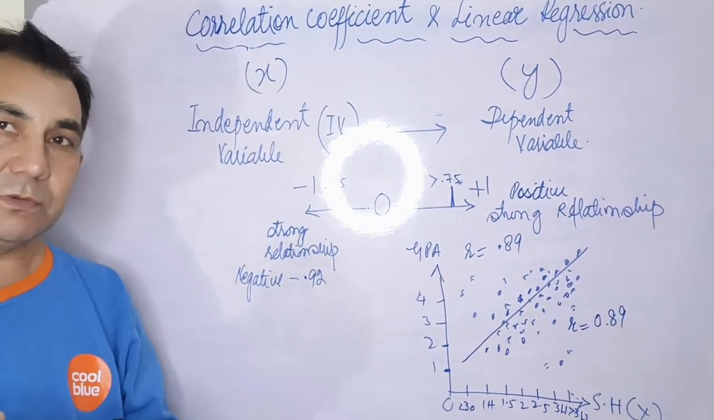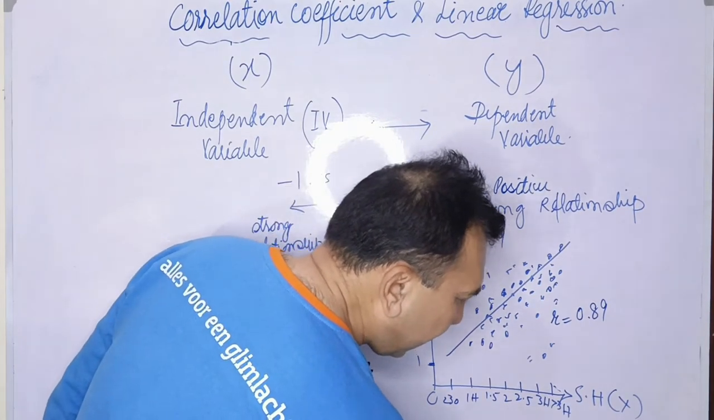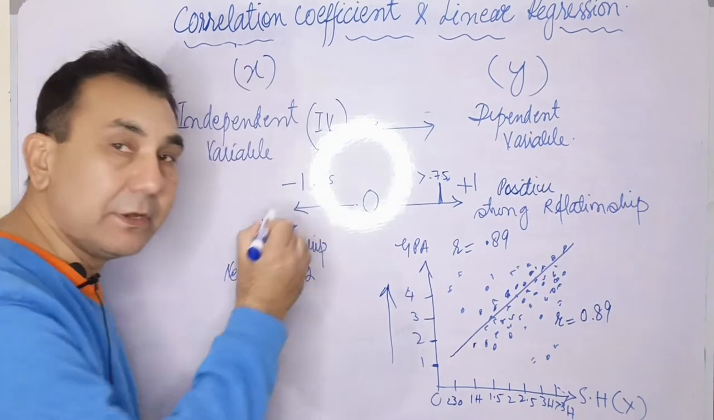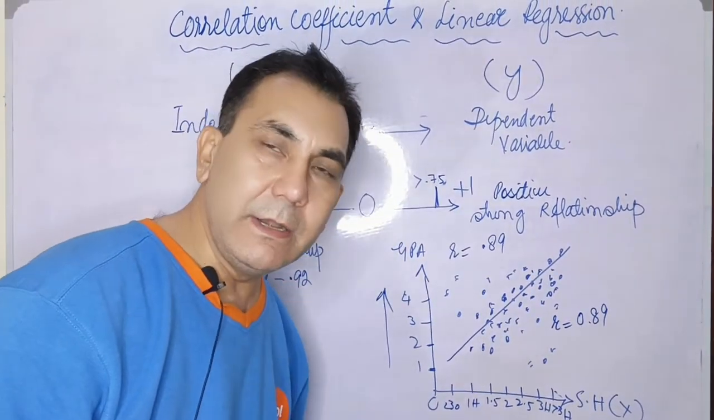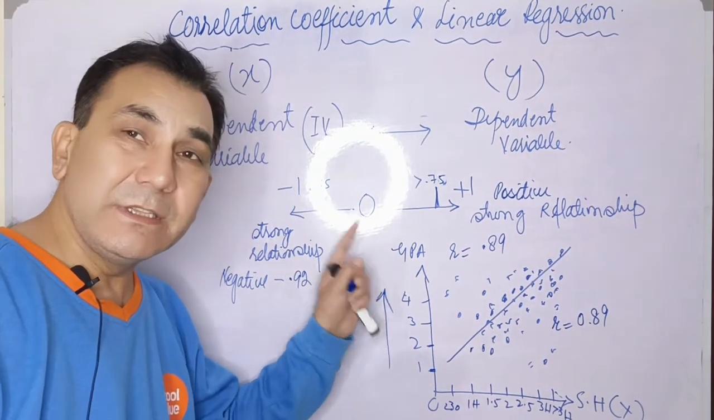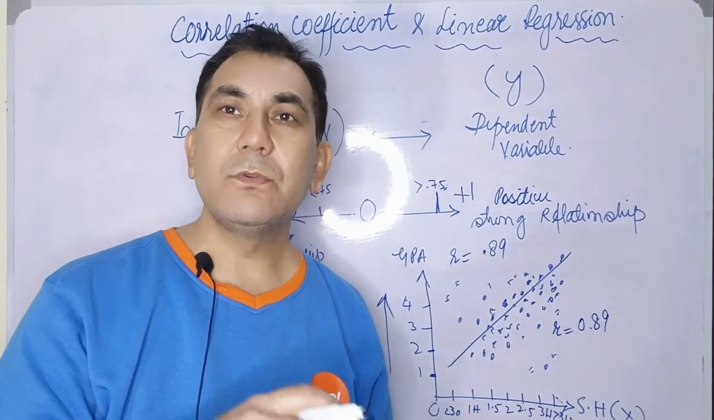And what does positive say? Positive says, as the study hours increase, definitely the GPA will increase. It means that as the X variable, the independent variable, increases, it will definitely increase the dependent variable. So it shows a positive relationship.